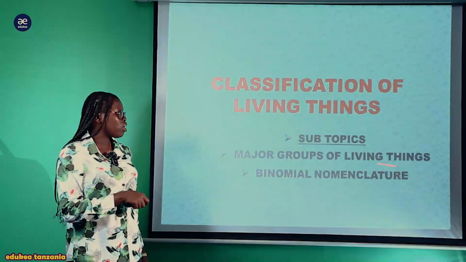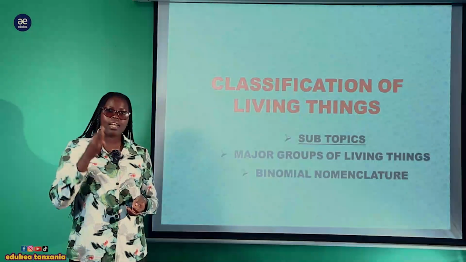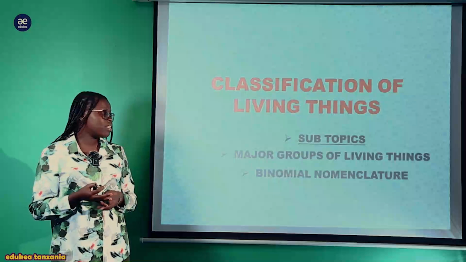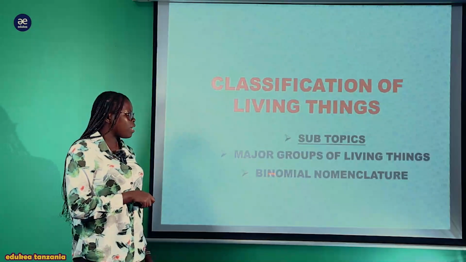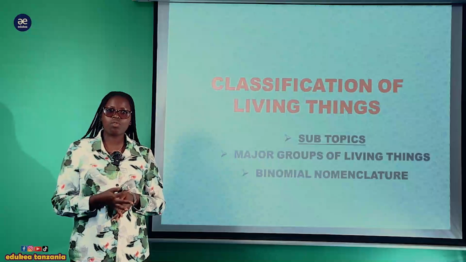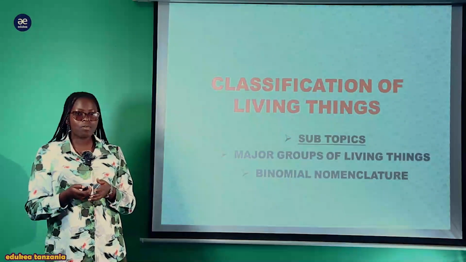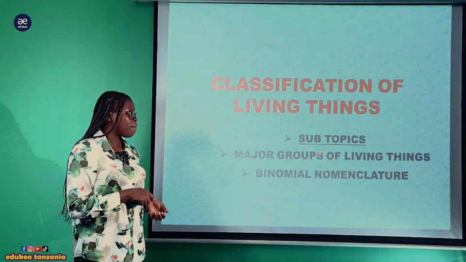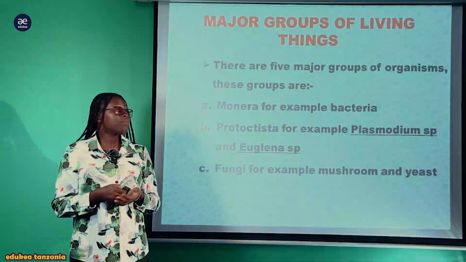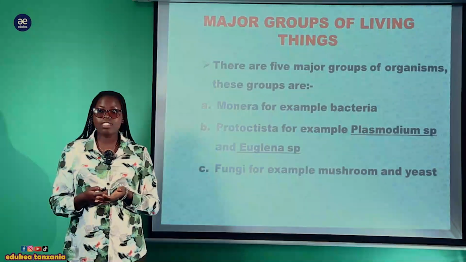as binomial nomenclature. In these two subtopics, we look at the major classes or kingdoms of different living organisms as well as the process or the method or means of naming or assigning scientific names to these groups of living organisms. You're welcome. Starting with the first subtopic, which is major groups of the living things. Now, in biology, there are 5 major groups of organisms, and these groups are as follows.